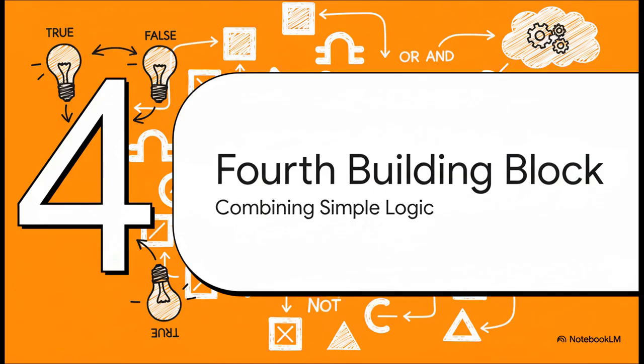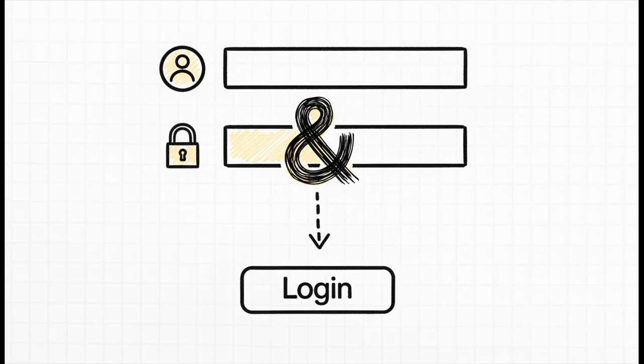The real power comes when we start combining these simple questions to make more sophisticated rules. So let's make this real. Think about something we all do a million times. Logging into an app. The computer needs to ask, is the username correct? That's one question. Then it needs to ask, is the password correct? That's a second question. So how does it combine those 2 answers to make one final decision?